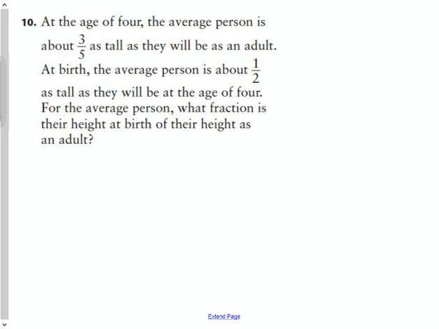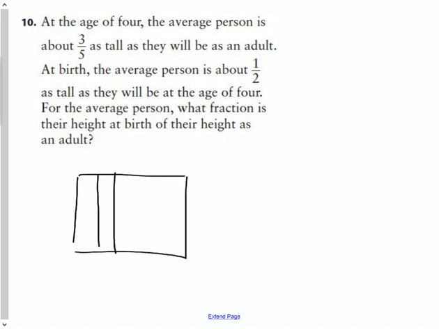Okay, this is a continuation from 6.3 on fractions. Question 10 is your story problem. It says, at the age of 4 years old, the average person is 3/5 as tall as they will be when they're an adult. So if I draw a rectangle and I claim this to be the height of an adult, if I shade in 3/5, so I'm going to cut it into fifths and shade this in right here.